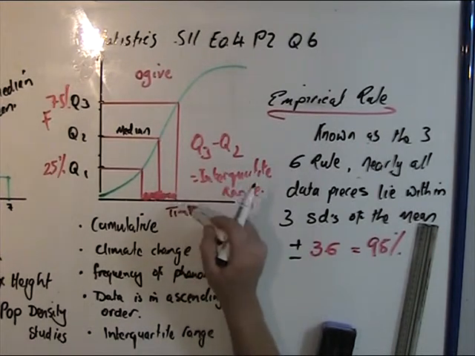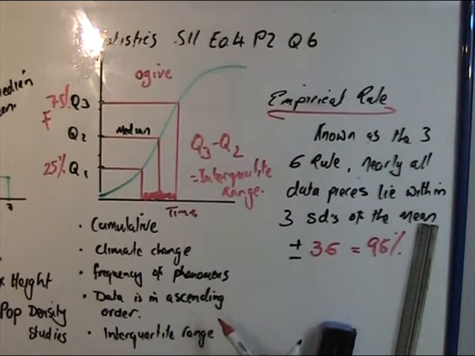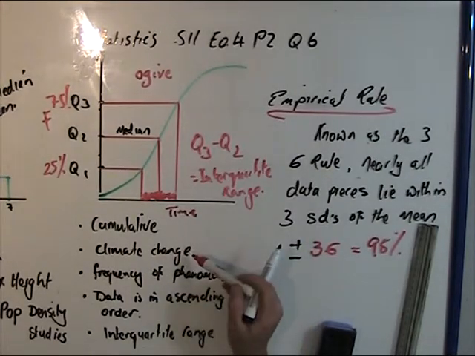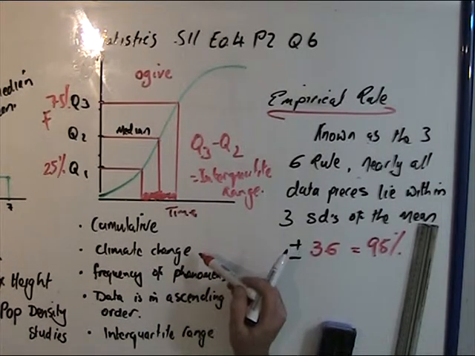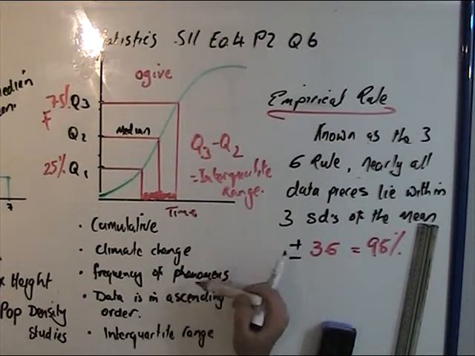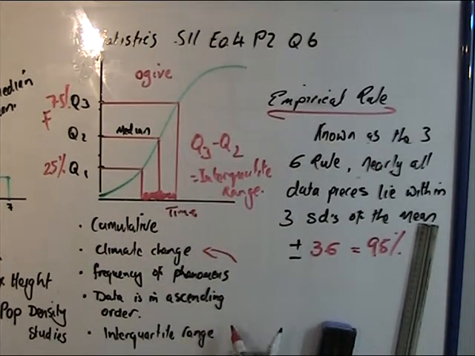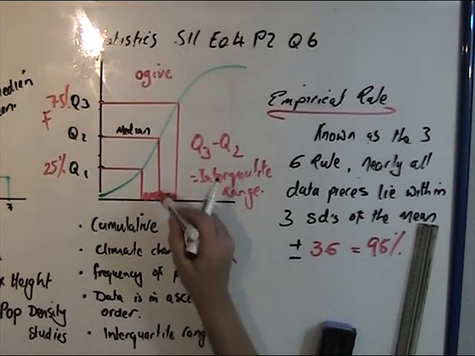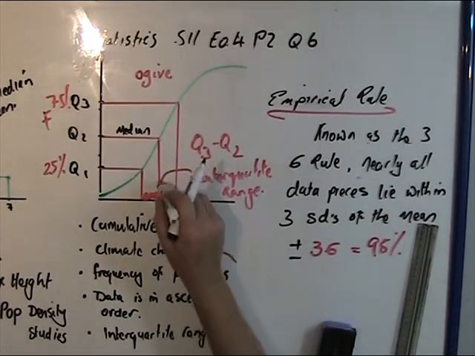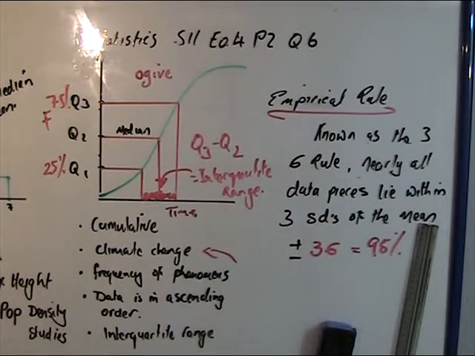That's your range, whatever the range is. Now it's usually related to climate change. They usually use these graphs referring to climate change because it's a gathering of information previously. It's a frequency of phenomena. Now the data is in ascending order. As I've said, it's cumulative, and the interquartile range is here. Nothing else really there. It's an ogive, a cumulative frequency curve.